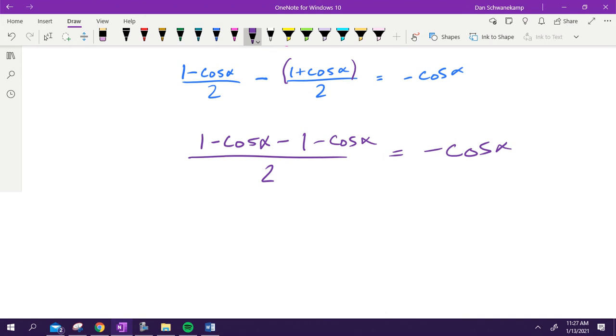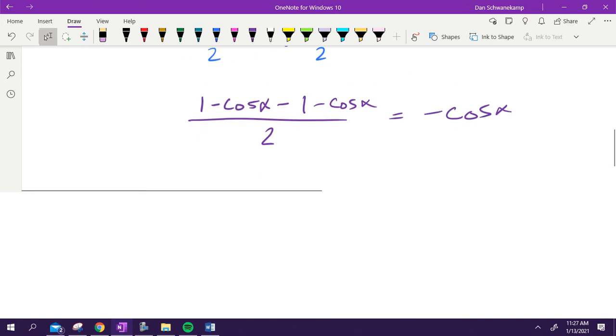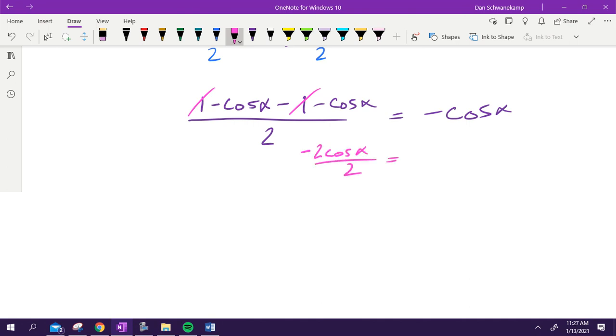Everybody with me to there? Once I've done that, now I can combine like terms, 1 and negative 1. Negative cosine alpha and another negative cosine alpha is negative 2 cosine alpha divided by 2 equals negative cosine alpha. Those two things would cancel. That's why I'm getting negative cosine alpha equals negative cosine alpha. I'm good. Make sense? Cool.